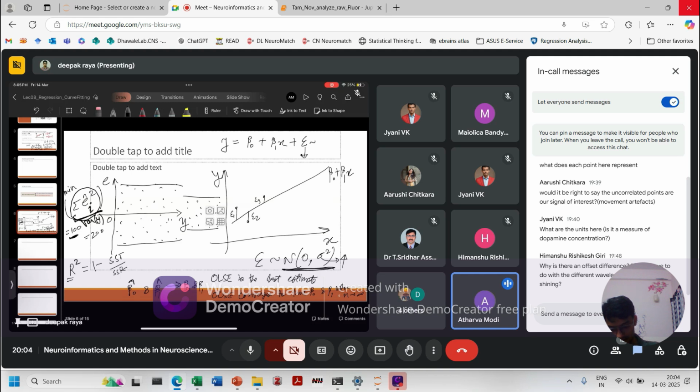So what is this? These are very tricky terms. Different books have different nomenclatures. But what is this SST and what is this SSE? Sorry, I have written it the opposite way.